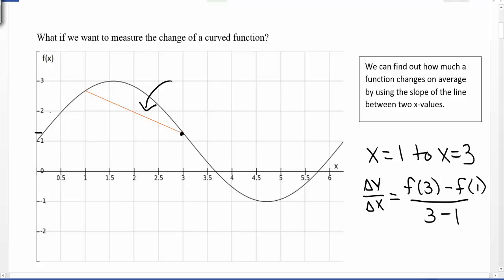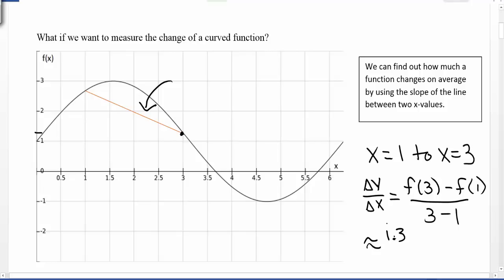So f of 3 here, I'm going to approximate. That means I'm going to estimate what the y value is because I don't have a clear answer. It doesn't look like it's at an exact integer, so I have to make a good educated guess about where that value is. Looking at this y value for f of 3, I'm going to approximate that it is approximately 1.3. Now, you may approximate it a little bit differently.